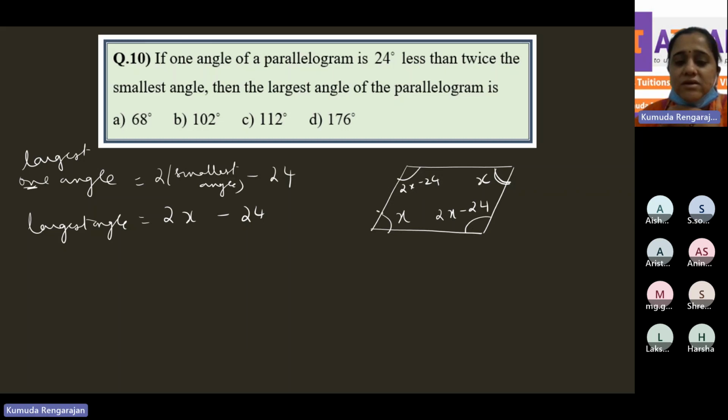The smallest angle is x. If this is x, this is also x. Opposite angles are equal. The other angle is 2x minus 24. So this is 2x minus 24. Again, opposite angles are equal, so 2x minus 24. It's given there: 24 less than twice the smallest angle. So 2 times the smallest angle minus 24 is the largest angle.